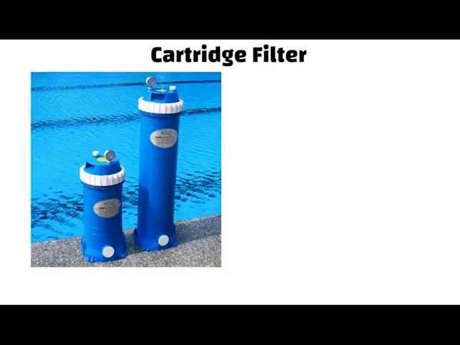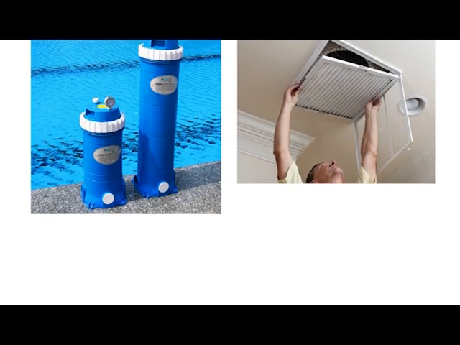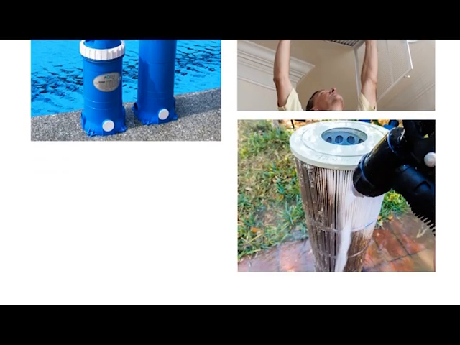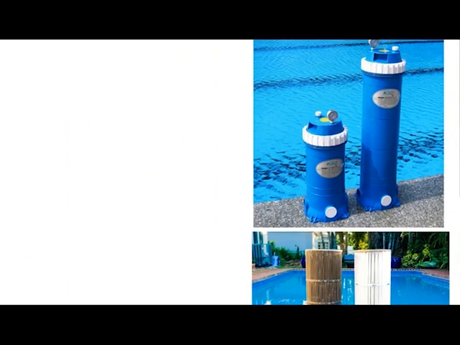Cartridge filter. The simplest type of filter is a cartridge filter. Much like the air filter on a home HVAC system, the cartridge collects debris and must be removed and washed occasionally. Eventually, a cartridge needs to be replaced.